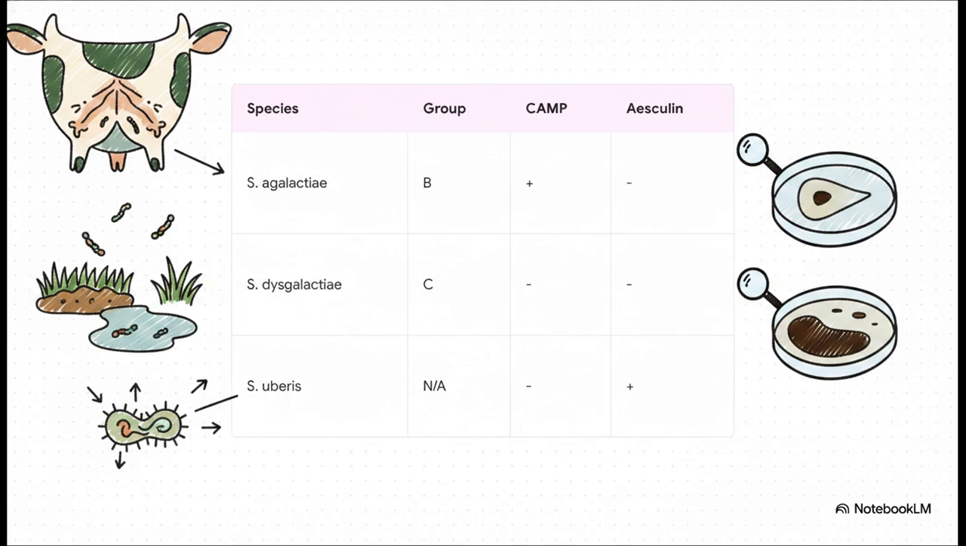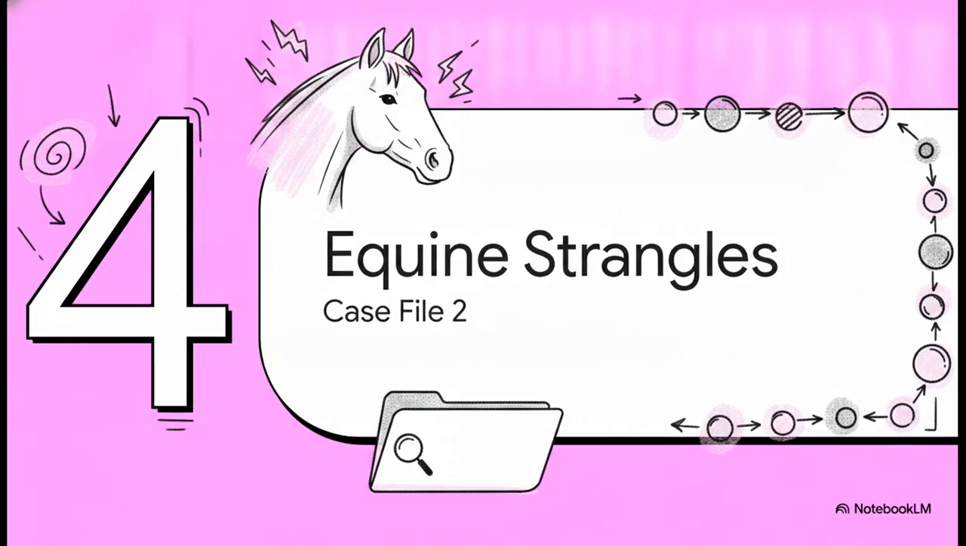S. agalactiae lives right in the milk ducts, is Lancefield group B, and as we literally just saw, is CAMP positive. S. dysgalactiae hangs out in the environment, is group C, but is CAMP negative. And then we have S. uberis. This is an environmental opportunist that isn't assigned a Lancefield group, is CAMP negative, but tests positive for esculin hydrolysis. By simply running a CAMP test and an esculin test, we rapidly eliminate suspects and pinpoint the exact ecological source of the outbreak.